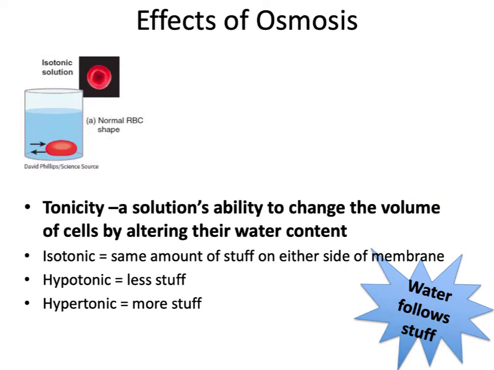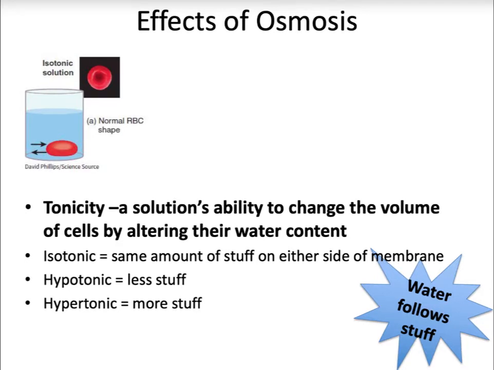You might ask why we care about this, and it is because these forces can have disastrous consequences for our cells. When we talk about the amount of stuff on either side of the membrane, we have three ways to describe the concentration of solute. If the amount of solute on either side of the membrane is equal, the solution is called isotonic. If it is not equal, the side that has more stuff is called hypertonic. The side that has less stuff would be called hypotonic.